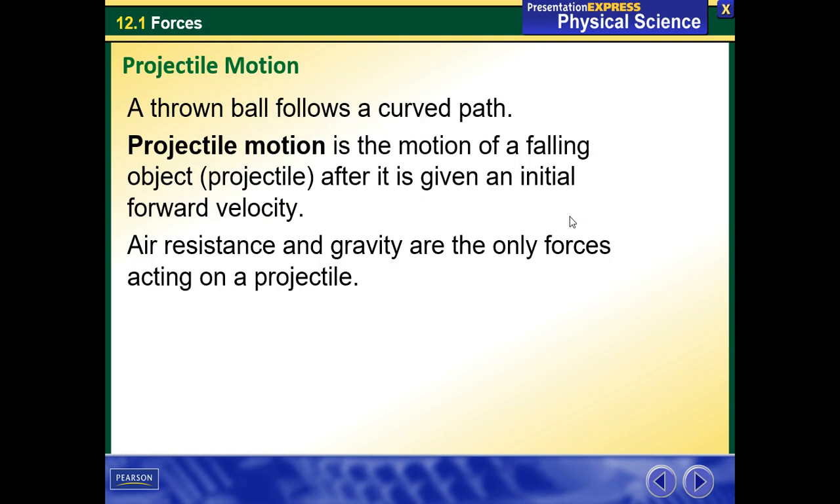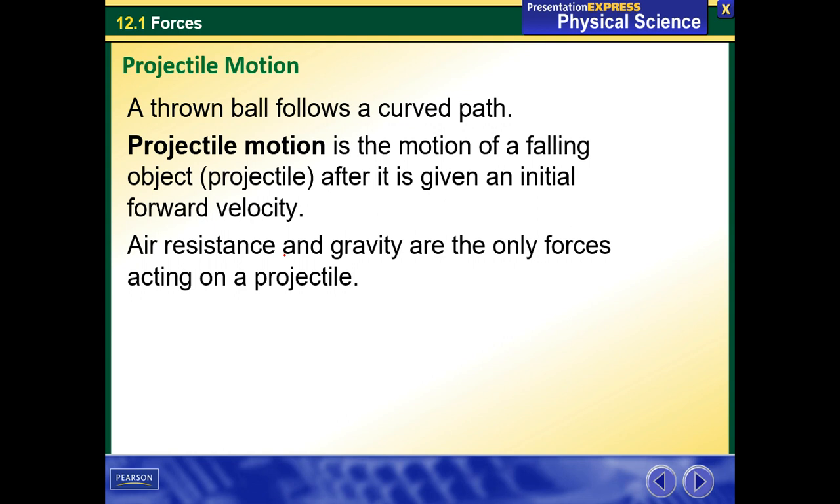Another term that we're going to learn for air resistance and gravity is projectile motion, because we know that things do not fall straight down. Sometimes things are thrown or launched, and this usually follows the path of projectile motion. So a thrown ball follows a curved path. Projectile motion is defined as the motion of a falling object after it is given an initial forward velocity, or an initial push forward. For example, you throwing a ball.